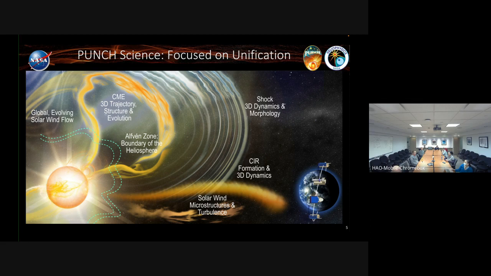So these are the various topics. They ramify into 2 major objectives, one of which is to understand the ambient solar wind, and that's this global evolving wind flow, the Alfvén zone, and microstructures and turbulence. The other one of which is the big, bright, shiny things that make space weather: CME trajectory, shock dynamics, and co-rotating interaction region formation.